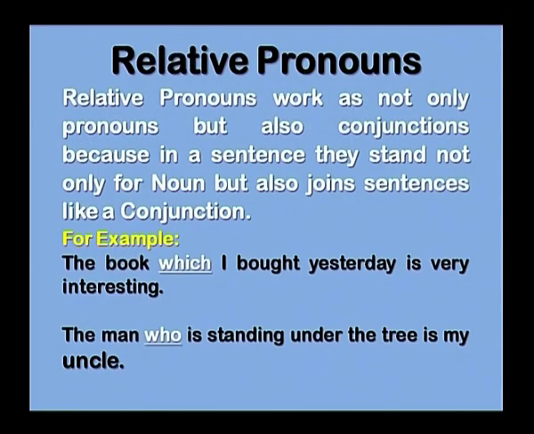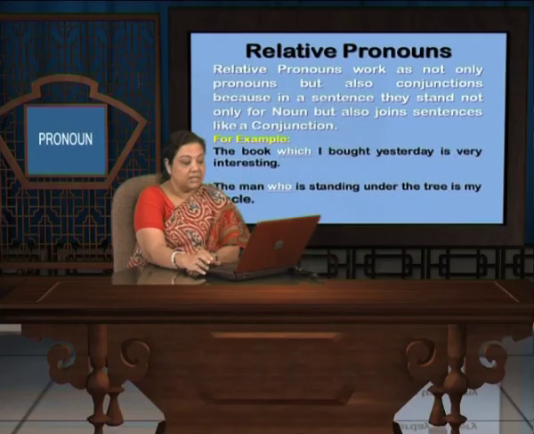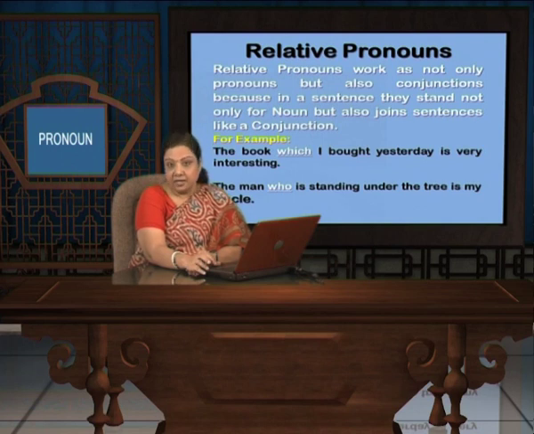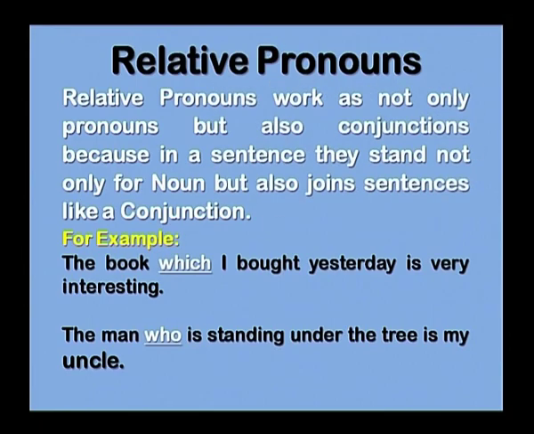The man who is standing under the tree is my uncle. If we divide it into two sentences: the man is standing under the tree. The man is my uncle. I join them by putting who here. This is a relative pronoun. We say the man who is standing under the tree is my uncle.